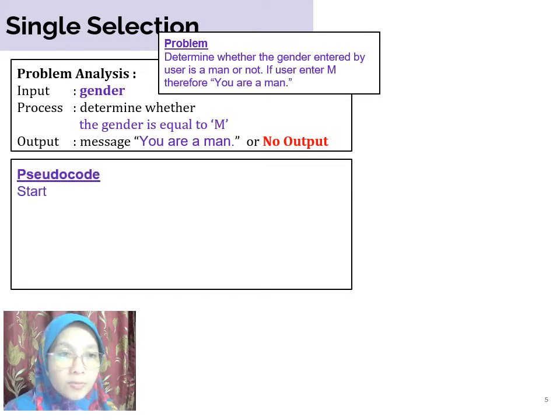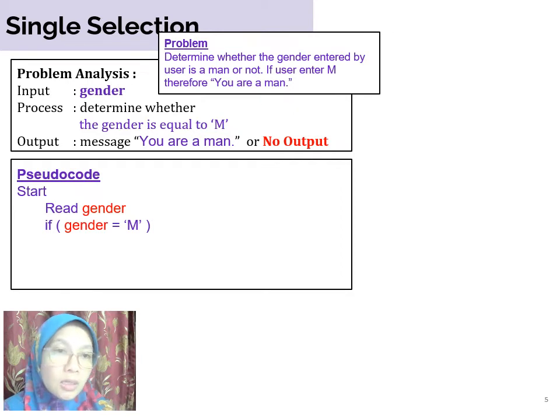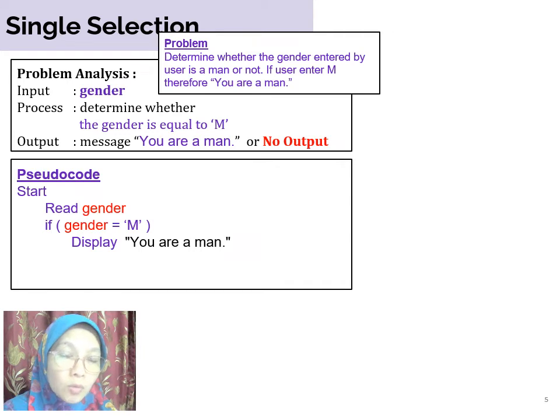Okay, let's proceed with the pseudocode. Start, read gender. Is gender equal to M? This is how you should read that statement. Is gender equal to M? So if true, display you are a man. And to show that there is nothing to do if false occurs in this condition, then end.